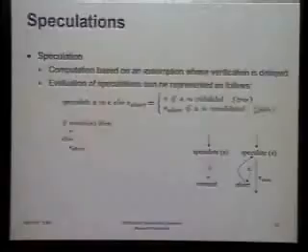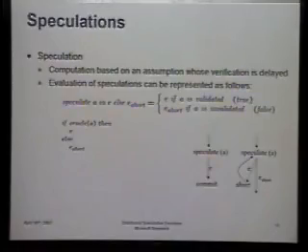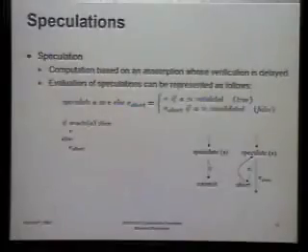But in practice, we don't have this oracle. We don't know beforehand whether the assumption is going to be true or false. So what we do is we start executing the commit branch. If everything goes well and at some point we are able to validate our assumption, we commit the speculation. However, if things go wrong, we have to abort the speculation, roll back the state, undo the effects of the commit branch, and start executing on the abort branch.